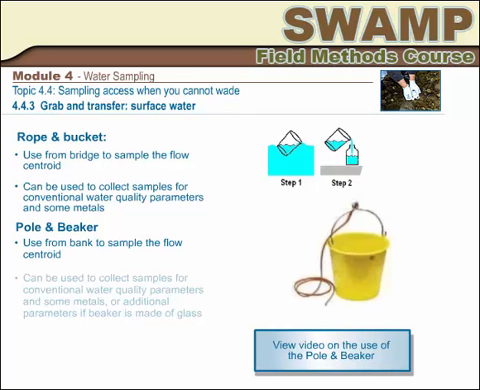These devices are very useful when you plan to have many field crews collecting samples at the same time under unsafe flow conditions, for example during storm events, and if you plan to analyze the samples for conventional water quality parameters, nutrients, or metals. Please click on the button to view a video on the use of the pole and beaker device.